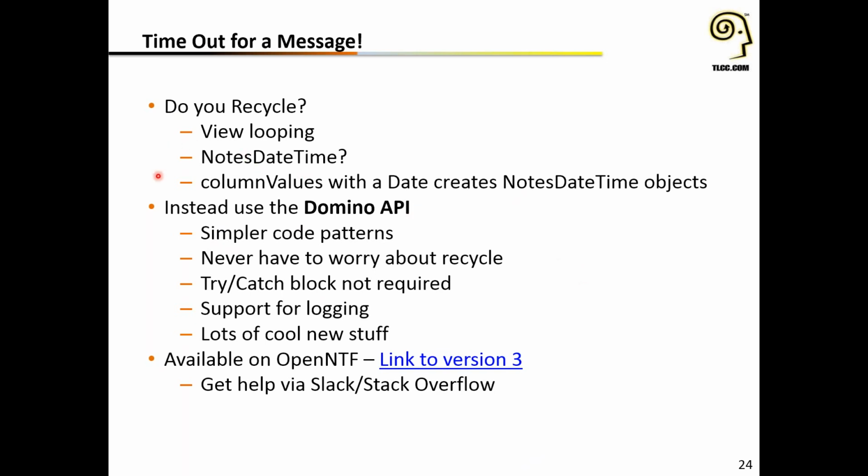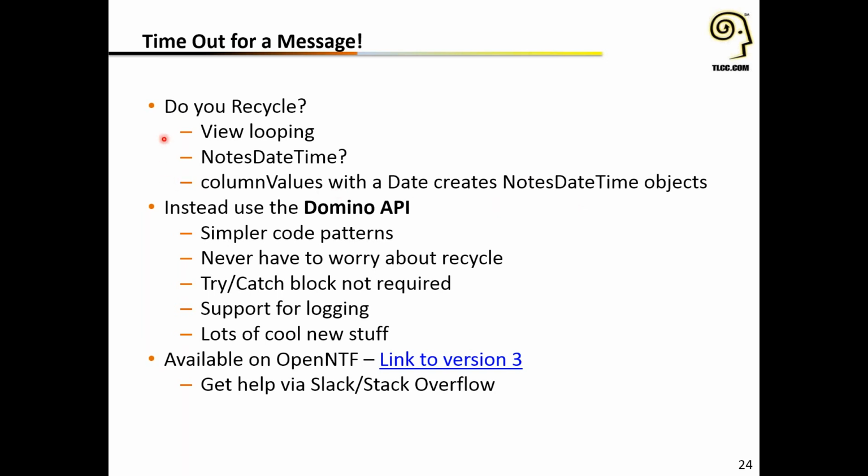Hopefully if you've been writing Java in Domino or server-side JavaScript, you've been recycling as you loop through views. You may or may not have known that if you're looping through a view using the column values, and some of those columns have notes date time in them, it's going to create a notes date time object that has to be recycled separately. So you might have been recycling the view entry, but you also have to go in and recycle these notes date time columns. So you've got to be real careful with that.